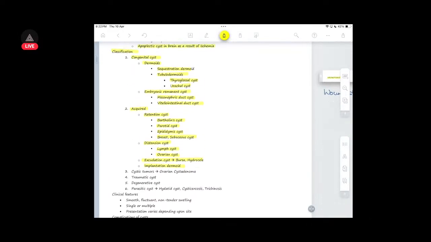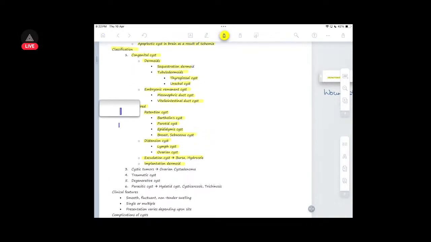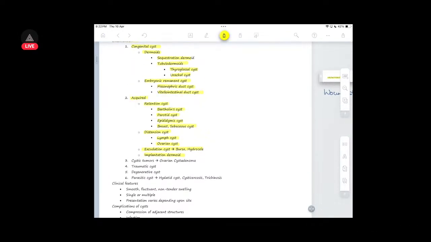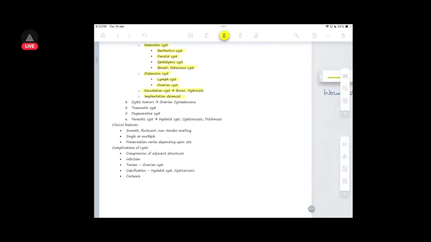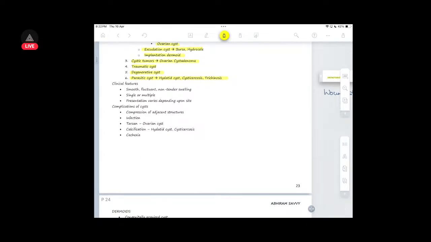That is the acquired. Congenital, you have dermoids and embryological remnant cysts: mesonephric cyst, vitellointestinal cyst. Dermoids, you have sequestration dermoid and tubulodermoids. Then cystic tumors, you have ovarian carcinoma, you have traumatic cyst, you have degenerative cyst, and you have parasitic cyst: hydatid cyst, cysticercosis, and trichinosis.